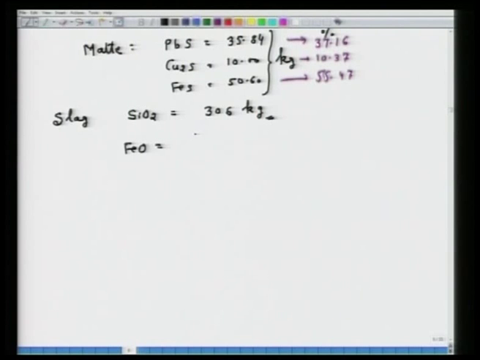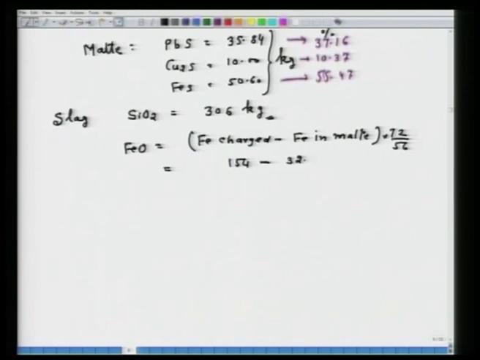Then you have to calculate FeO. FeO would be iron charged minus iron in matte. Do not forget to convert it into FeO, that will be 72 by 56. So, iron charge is 154 kg minus 32.2 × 72/56. So, the amount of FeO will be equal to 156.6 kg. Now, once you know the amount of FeO, now I can calculate the weight of slag.